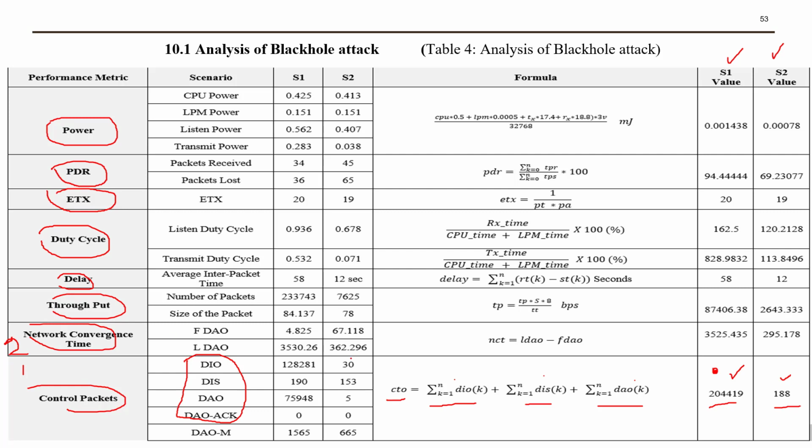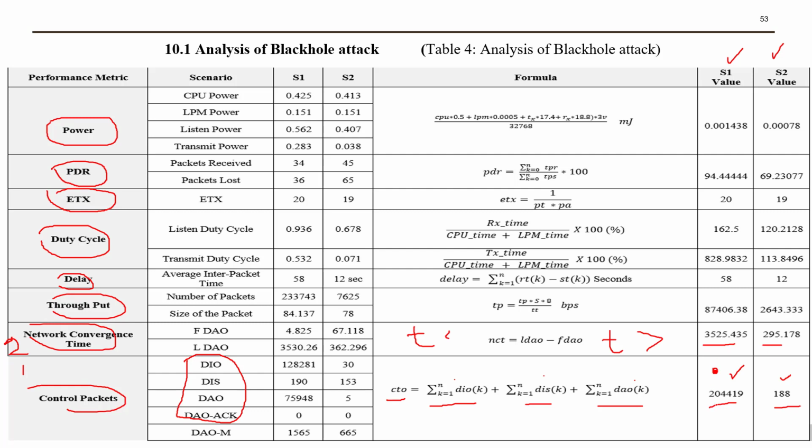So this time should be less. If this time is less, then your network is good. If this time is more, then your network is not good. That means your network is having more disturbance. Now you see here, for the first scenario, the time is 3025 seconds it is taking to settle, but in the second scenario only 295.